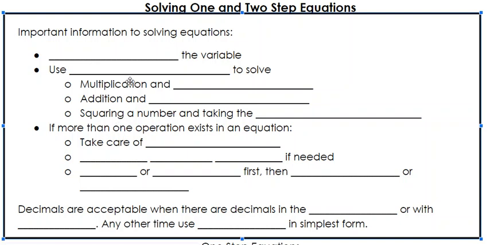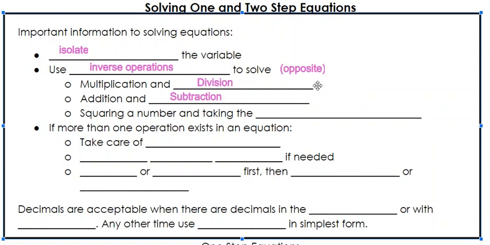All right, important information to solving equations. We always want to isolate the variable. That means we want to get that variable all by its lonesome, so we just have one variable. To be able to do that, we have to use inverse operations. Inverse operations means the opposite of an operation.